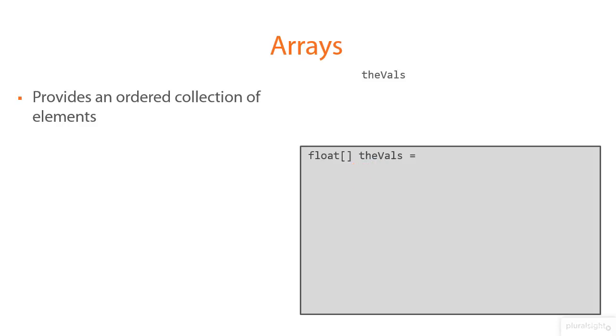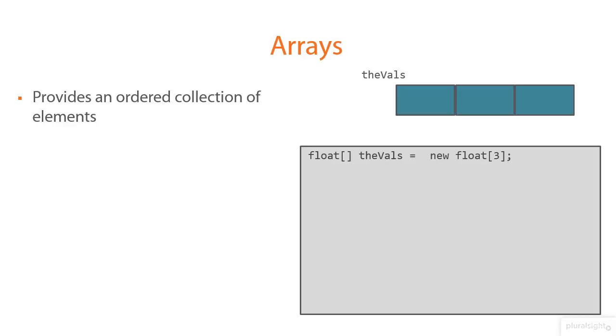So that allocates a name now that can access an array. And then we use this keyword new and then float 3. What this says is actually allocate space to store 3 float values, and they're all accessible under this one name, theVals.